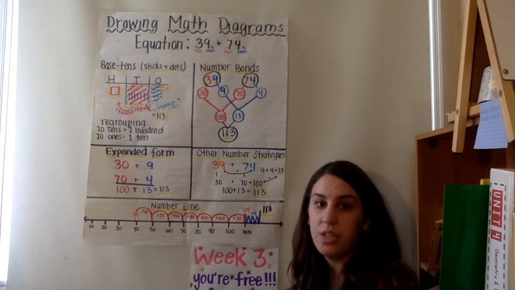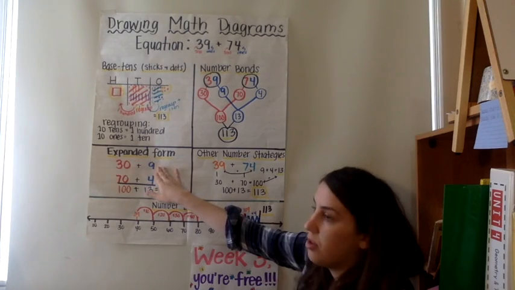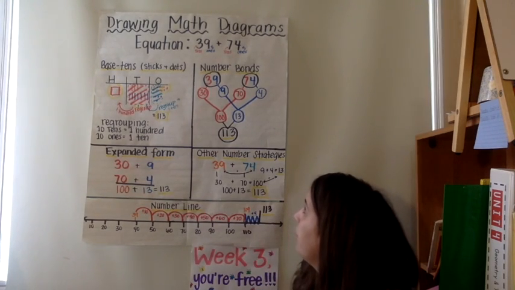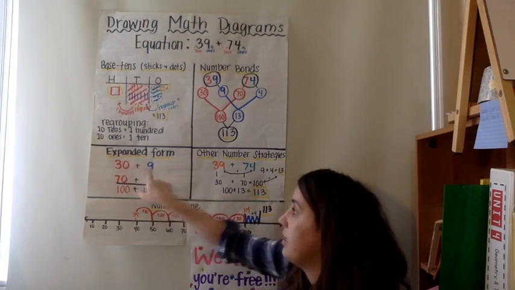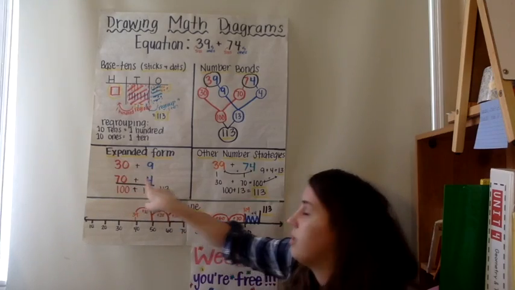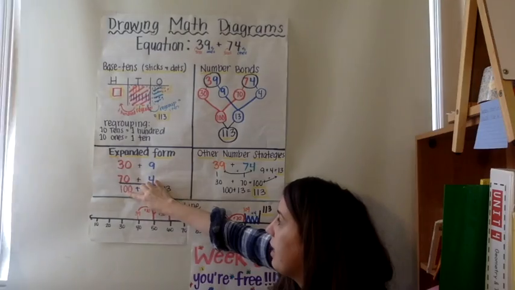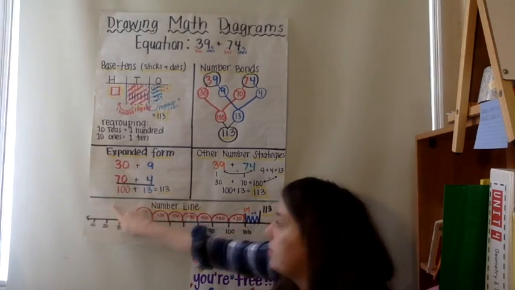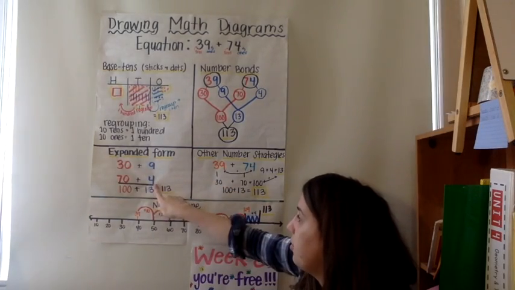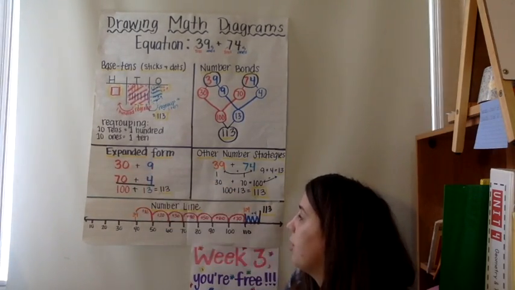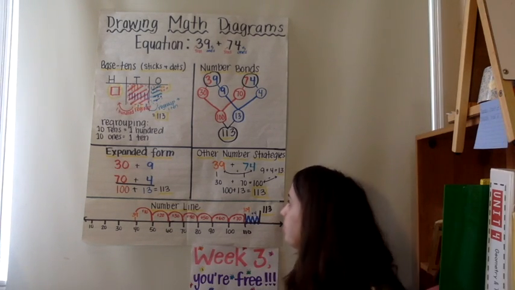Another strategy that you could use is expanded form. So right here I have the expanded form diagram. So for 39 plus 74, I wrote 30 plus 9 and 70 plus 4. I stretched those numbers out, right? And then I did my hundreds with my hundreds. 70 plus 30 gives me 100. And my 9 with my 4. 9 plus 4 equals 13, right? 9, 10, 11, 12, 13.